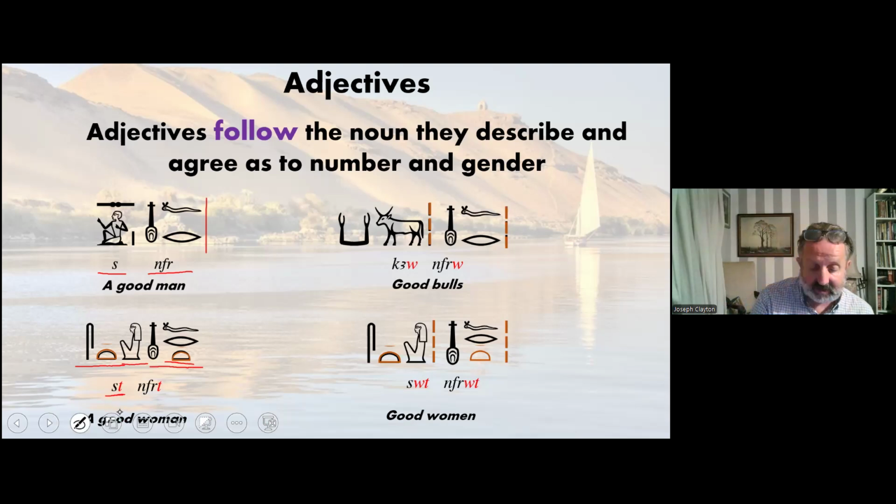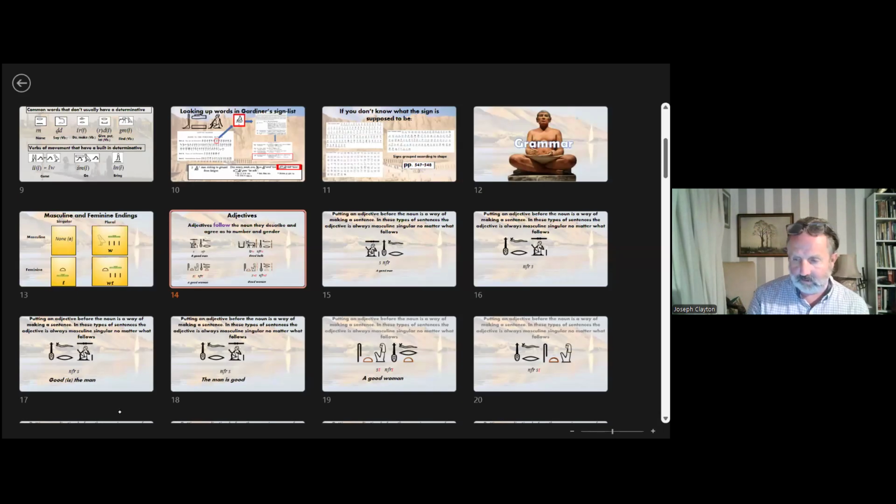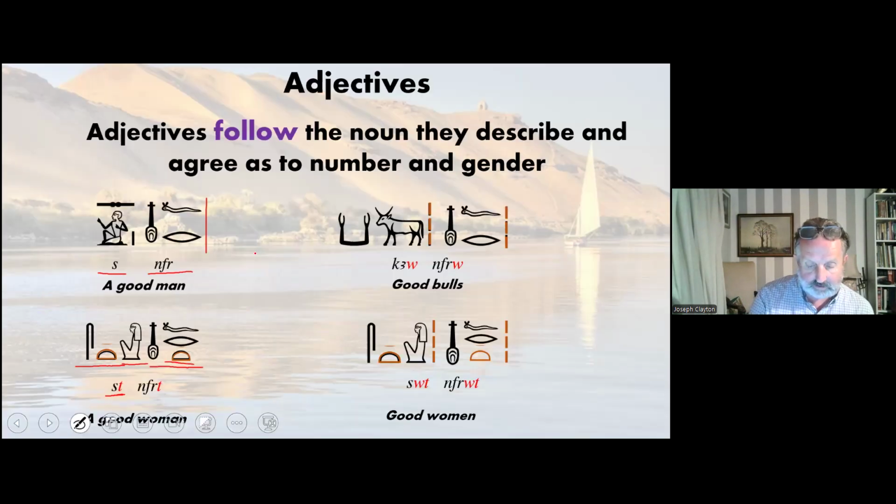We've got a T there. Where are we? Yeah, and then we've got a T at the end of neferet, okay? So set neferet. So woman, good, and it agrees. Both have a T, so good woman, okay?